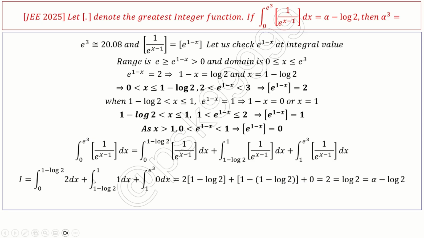Okay, plus this is x. So if I apply 1 minus log 2 plus 0, so simplify, what you will get is this is 2, you will get actually 2 minus log 2. Okay, this is nothing but 2 minus log 2 equal to alpha minus log 2, which means alpha is 2, alpha cube is 8. Okay, so this is how you should do.